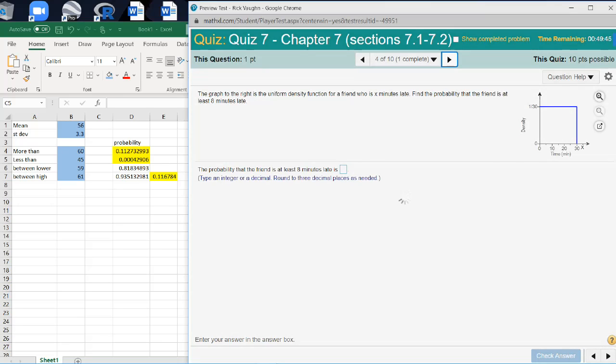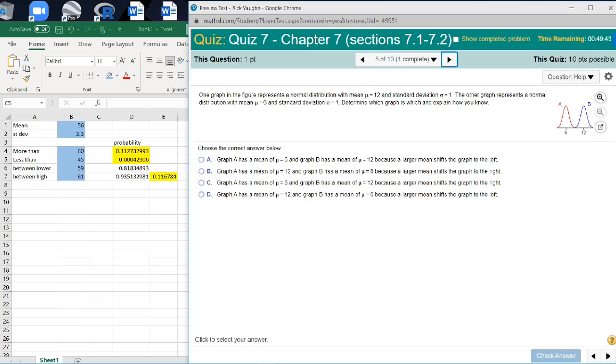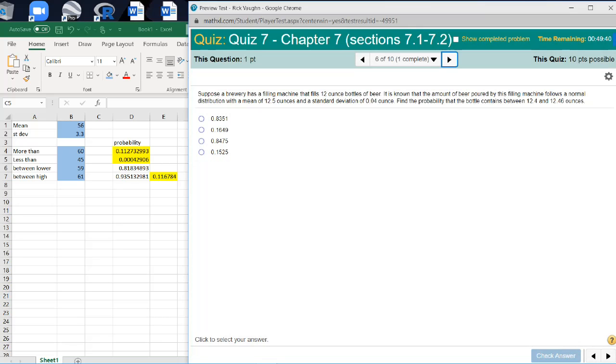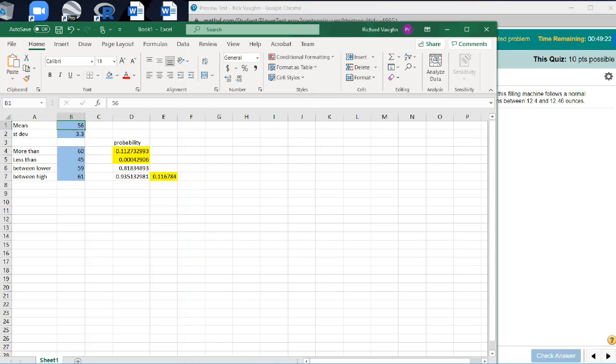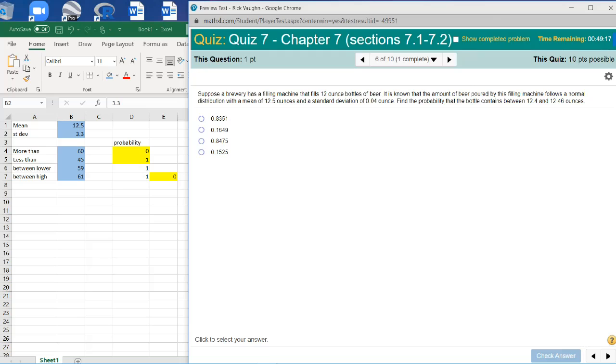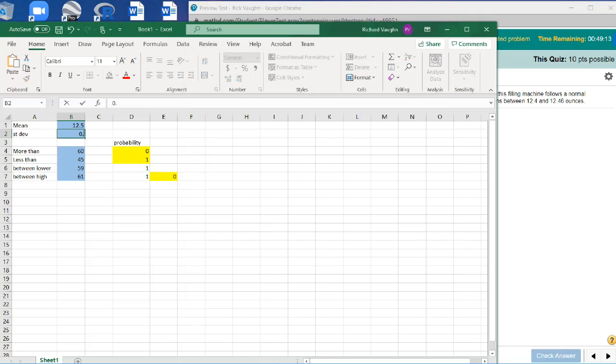Let's see if I can find something that's similar. Okay, this one's similar. Suppose a brewery has a filling machine that fills 12-ounce bottles of beer. Okay, the size of the bottle doesn't matter. It's known that the amount of beer follows a normal distribution. Okay, so the mean is 12.5. So let's put 12.5 here in for the mean. And the standard deviation of 0.04.